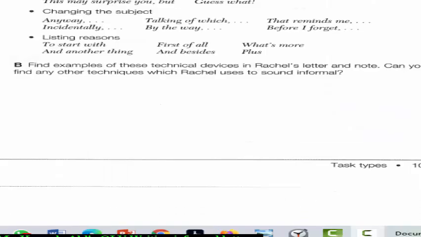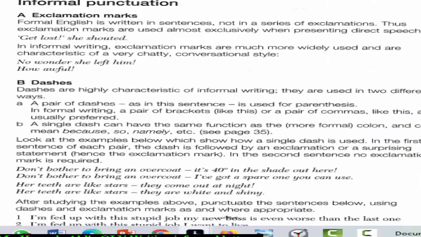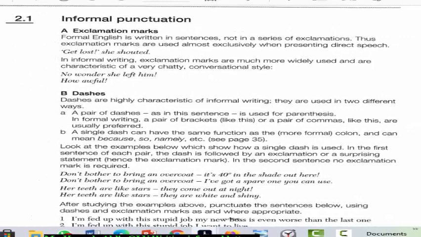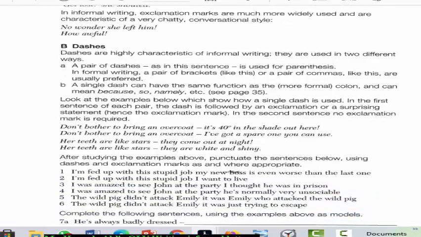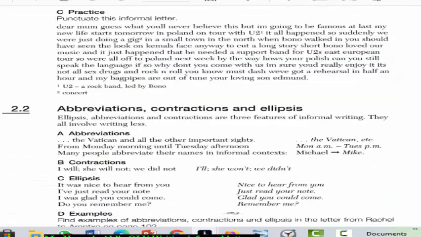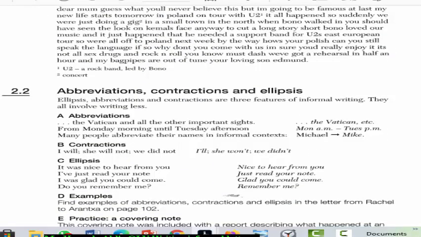What else? The next point is about how to be informal in your punctuation. You can use exclamation marks, but in formal letters, you shouldn't use exclamation marks. You can use dashes. You can also use abbreviations. Instead of saying the Vatican and all the other important sites, you can say the Vatican etc. Instead of saying in the morning, you can say AM. Monday, you say Mon. So you can use abbreviations in informal letters.